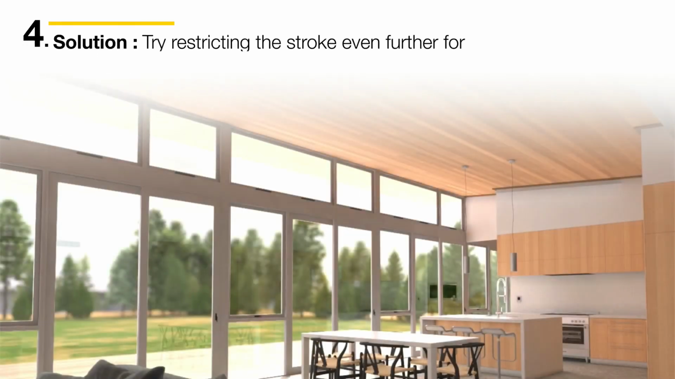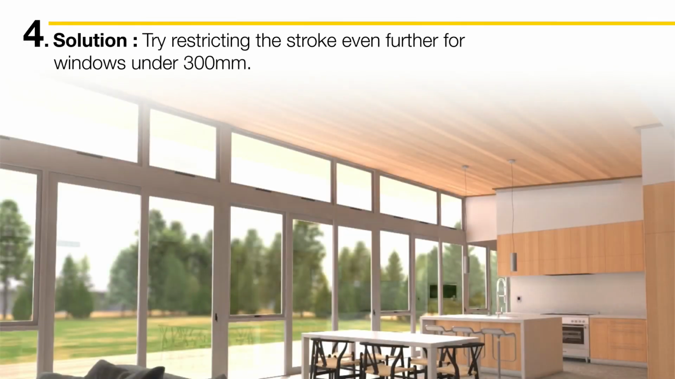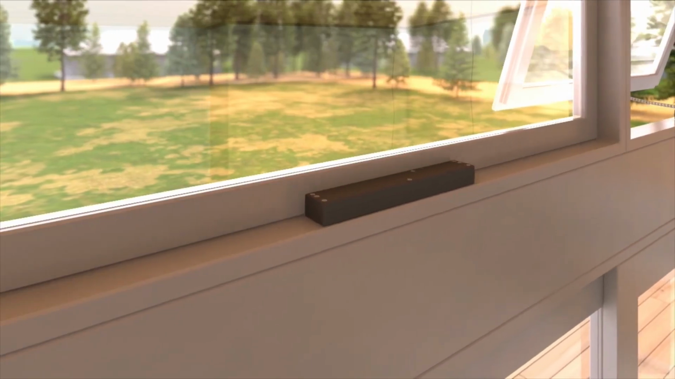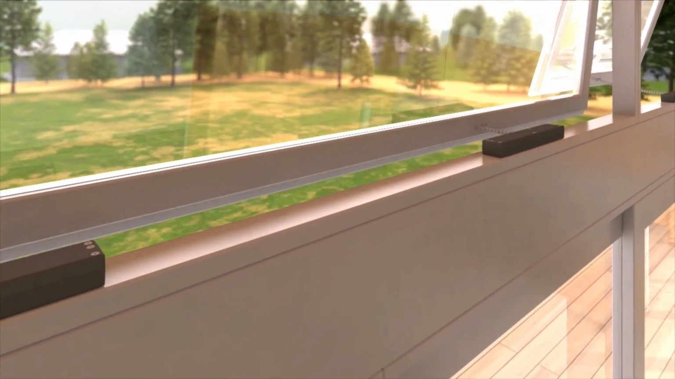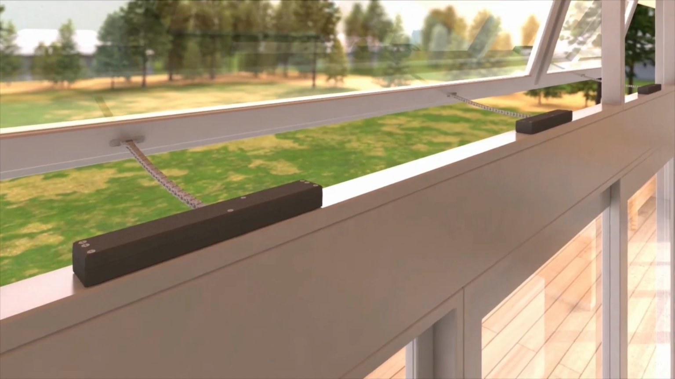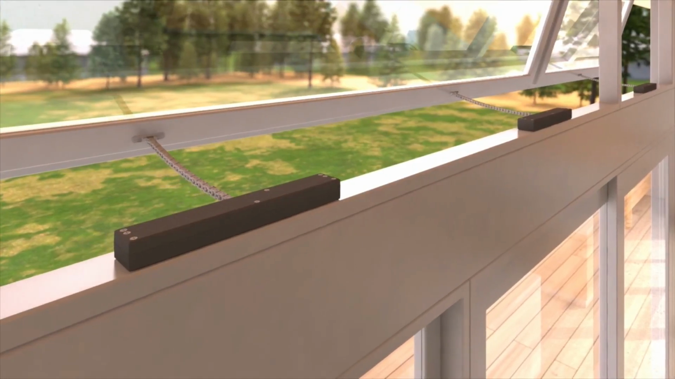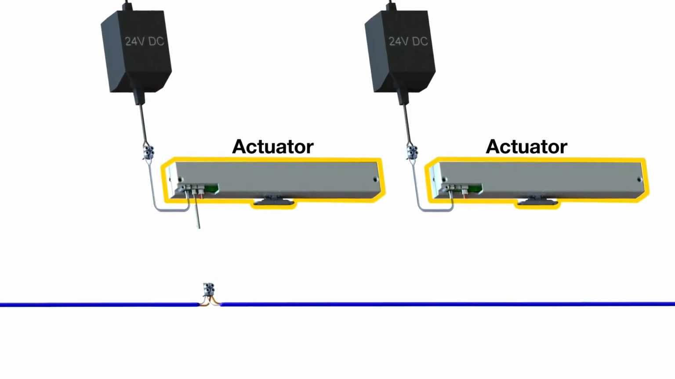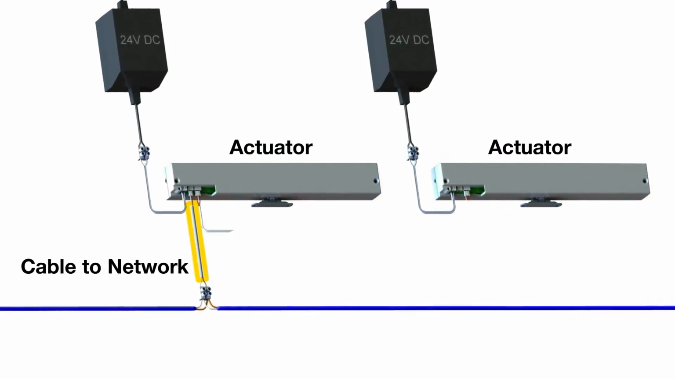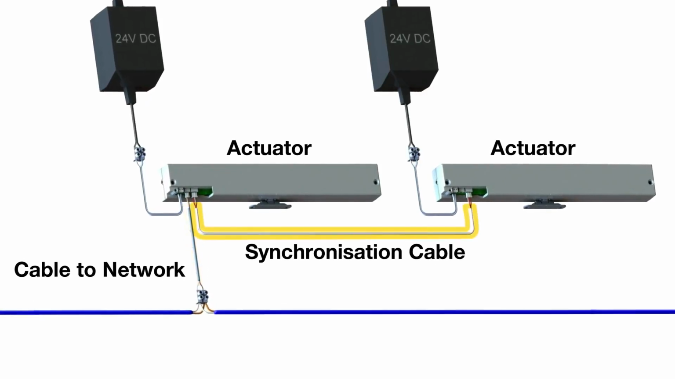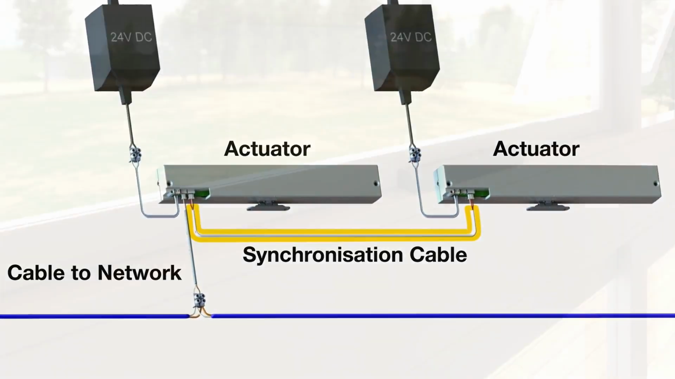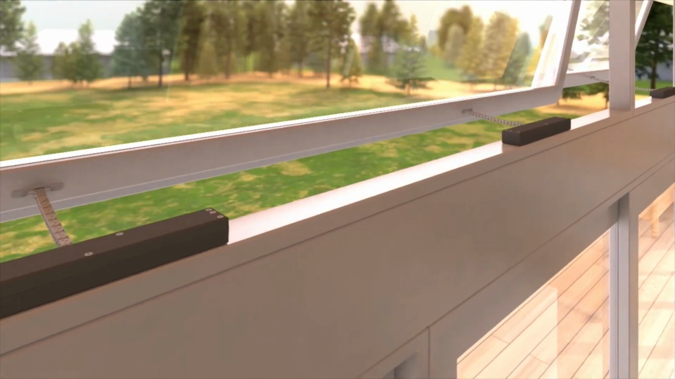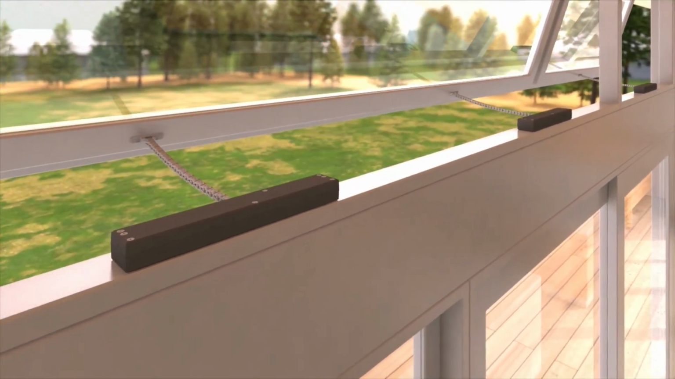If the window sash is shorter than 300 millimeters, there is no guarantee the actuator will work, but it might if you restrict the chain even further. Lastly, if you're experiencing a window obstructed error and you have 2 actuators connected to the same window sash, make sure that only one of the 2 actuators is connected onto the network cable, and you have a synchronization cable connecting the 2 actuators. This will ensure both actuators travel at the same speed and do not twist the sash.